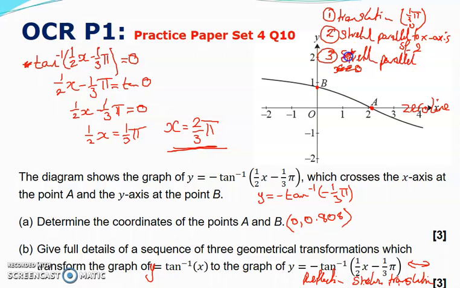And the last thing, 3, it's a stretch parallel now to the y-axis. Well, it's not a stretch. Well, it is. You could write it as a stretch. It's actually a reflection. It goes up and down, so it's in the x-axis. So there's my 3.